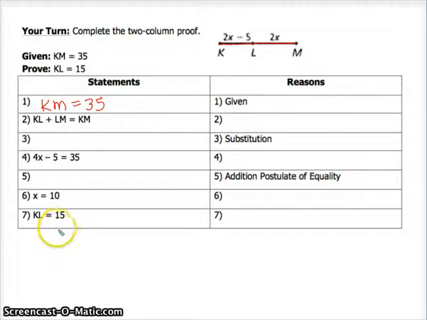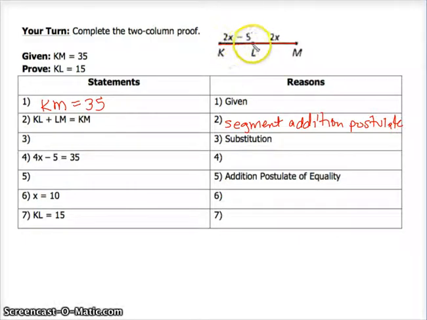Let's also look at what we're trying to prove. We're trying to prove that KL, which is this portion of the segment, is equal to 15. So let's get started. If I know that KM equals 35, I also know that KL plus LM equals KM. That is the segment addition postulate. We talked about that earlier this year. That says if I just add two parts of any segment, I get the whole segment.